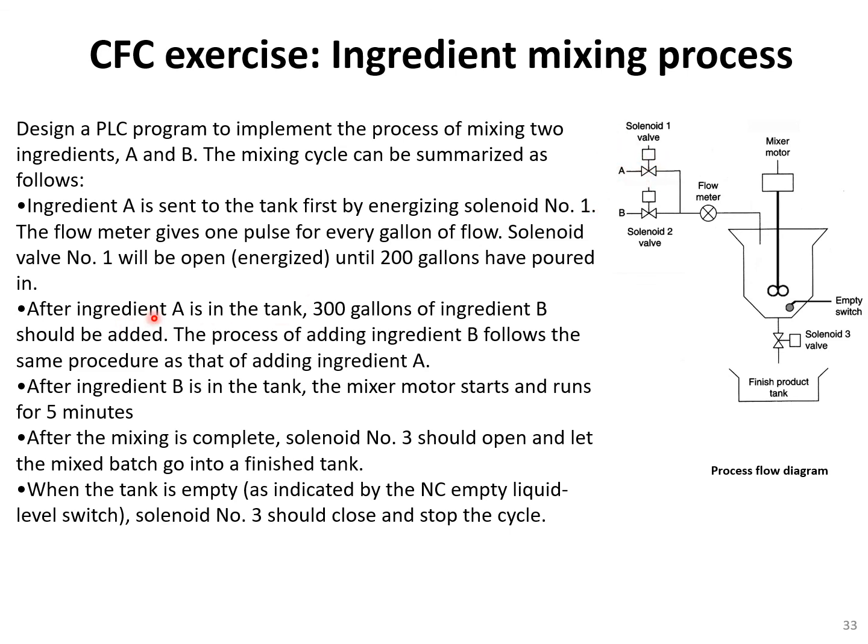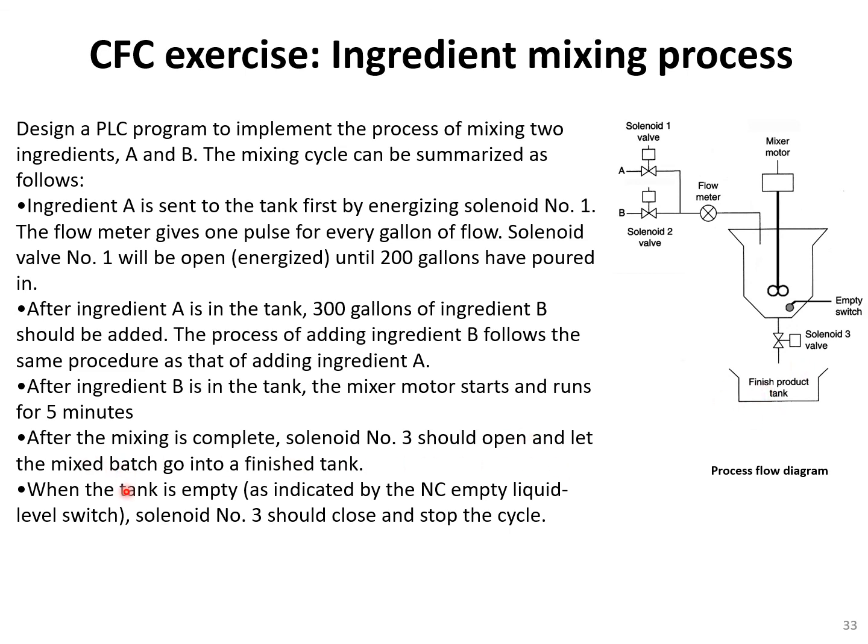After ingredient A is in the tank, 300 gallons of ingredient B should be added. The process of adding ingredient B follows the same procedure as that of adding ingredient A. Okay, so only the amount is slightly bigger. We have 100 more gallons of ingredient B. After ingredient B is in the tank, the mixer motor here starts and runs for 5 minutes. So we need to mix them for 5 minutes. After the mixing is complete, solenoid number 3 should open and let the mixed batch go into a finished tank.